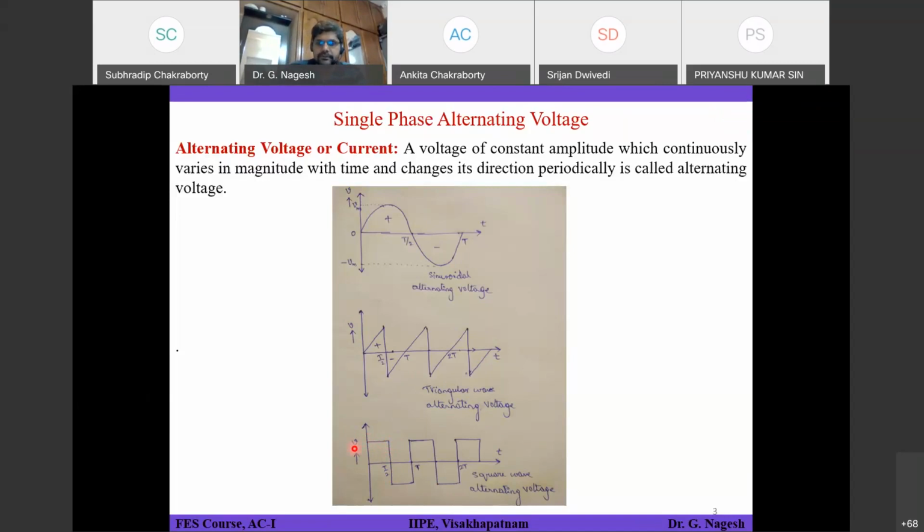We will mostly concentrate on sinusoidal alternating voltage, and how it is used in analyzing your circuits. Because in the distribution system or in your home, whatever voltage you are getting is ideally expected to be a sinusoidal voltage waveform. So we'll discuss sinusoidal voltage only.